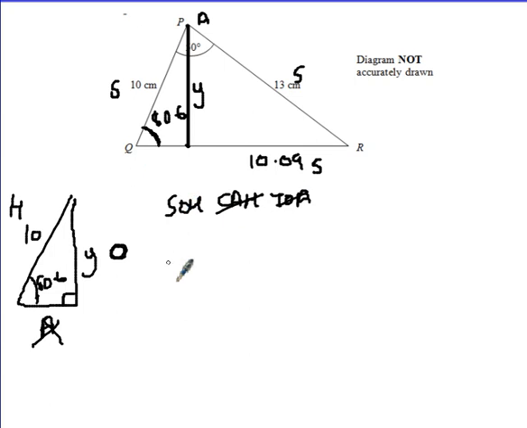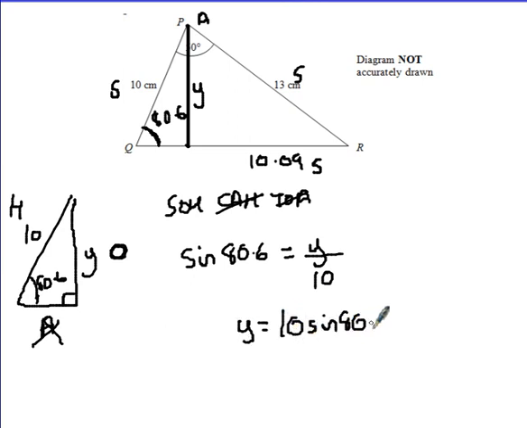That means using sine. So it's sine of 80.6 is equal to the opposite, which is y, over the hypotenuse, which is 10. So y then will be 10 sine 80.6. Which then gives us, to 3 significant figures, 9.87 centimetres.